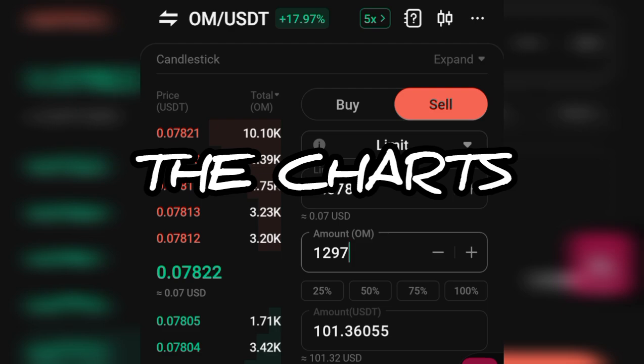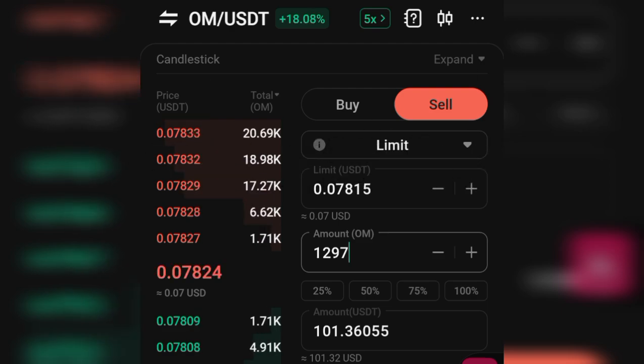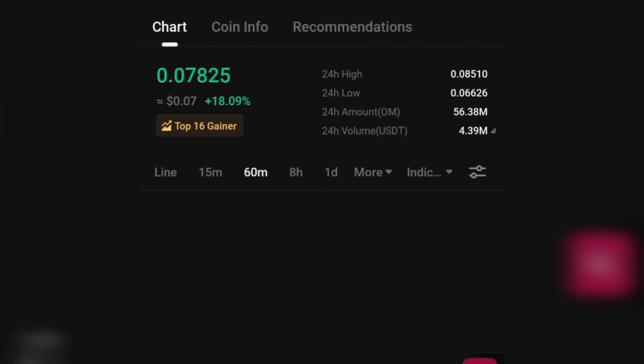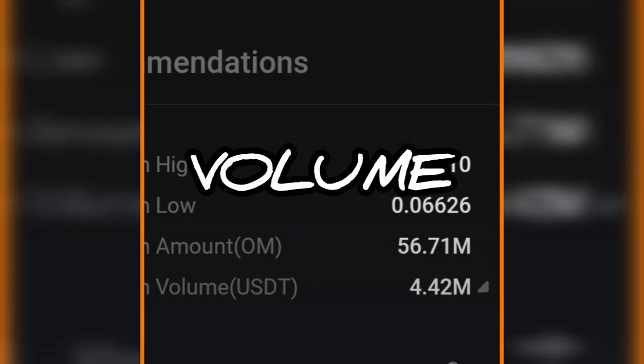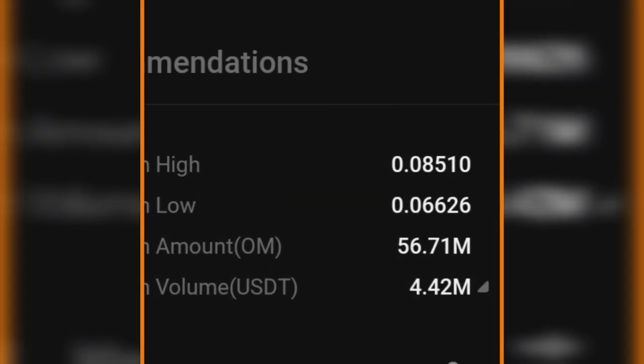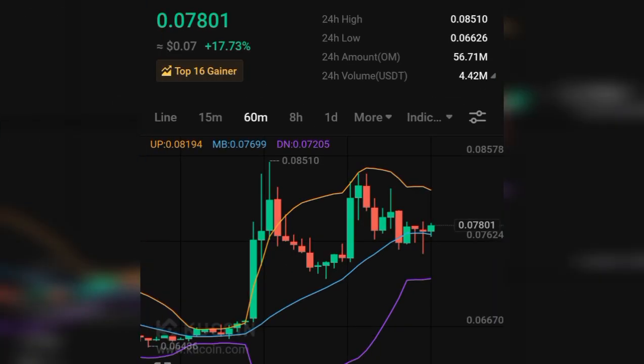Remember, I told you that when we get to look at the destination exchange, something very important is the charts. Not only that, we also want to check the volume. So what's the volume of this? It's 4.42 million. So that's really cool. OM is a good coin. I've traded it a couple of times, so I know it's really good.